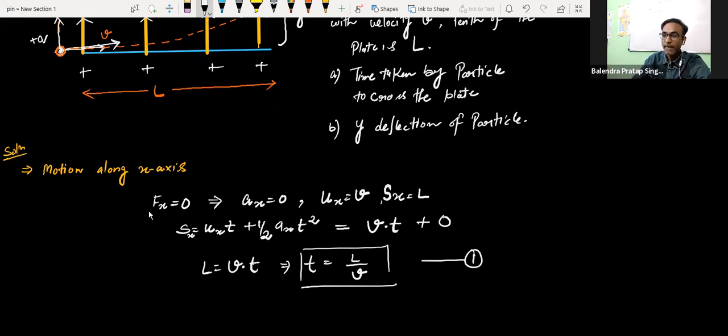Note it down, the first part, then I will discuss the second part. Is it clear? It's very easy. We just use the conditions which we know from the figure and the equations of motion. We substitute the values of force, acceleration, initial velocity and total distance, and find the time taken by the particle to cross the plate. Then I will discuss the motion along the y-axis, and from there we will calculate the deflection of the particle, the value of y.